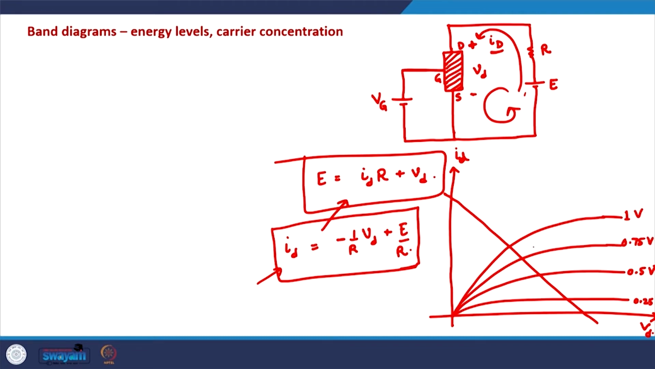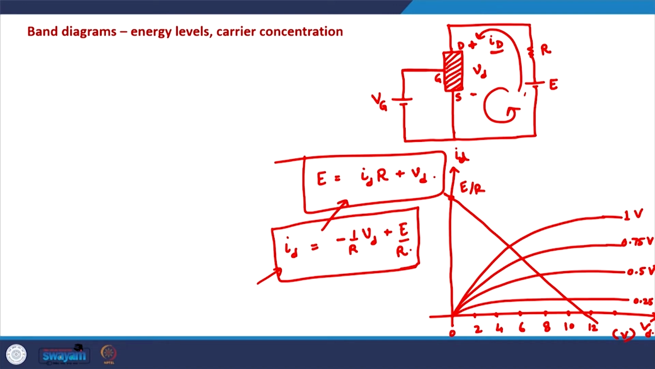And on the ID-VD plane, for this black box device, these are not the real numbers, please do not consider them to be the real numbers. This intersection here is E by R. Let us say it is 0 volts, 2 volts, 4 volts, 6 volts, 8 volts, 10 volts, 12 volts, all in volts.